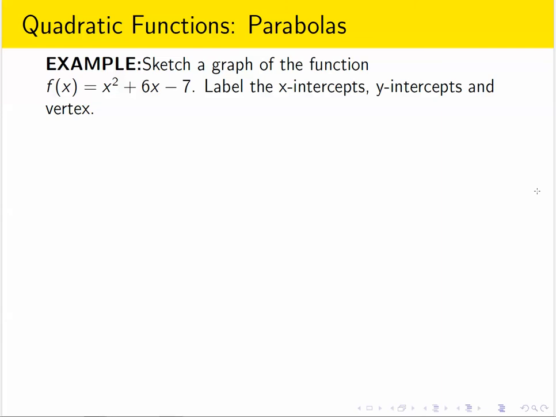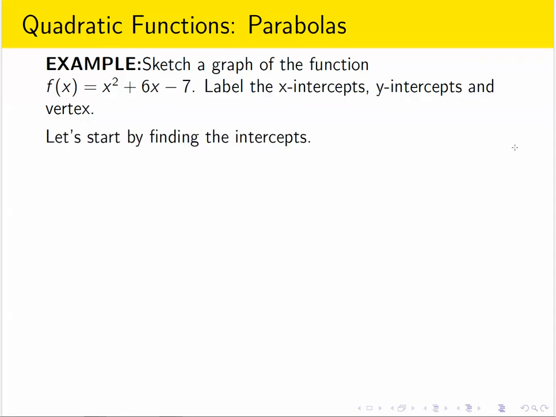Now that we know how to find several pieces of information about the graph of a parabola algebraically, we can use that information to do things like graphing the function. Here's an example where we're going to sketch the graph of a given quadratic function, and we're asked to, on that graph, label the x-intercepts, the y-intercepts, and the vertex. What we're actually going to do is calculate those quantities first, so that if we're drawing this graph by hand, we can then just draw the appropriate curved shape that goes through all of those points.